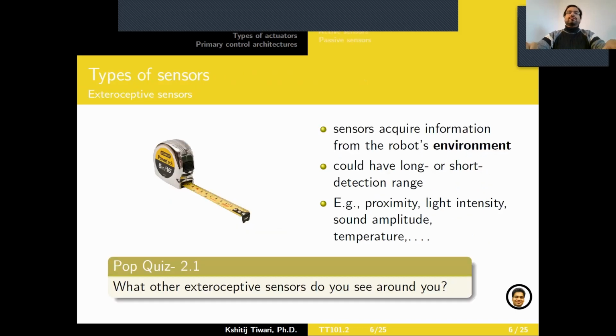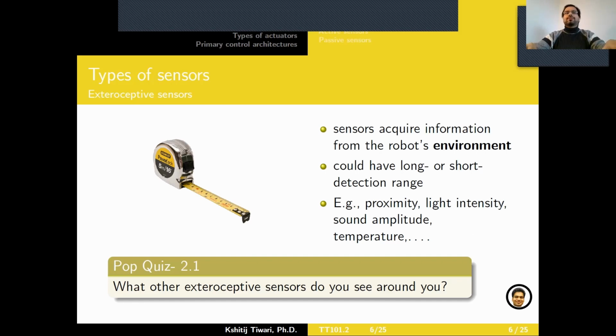So first, let's look into various types of sensors. Now, we're not going to go into individual details of each of the sensor types because that would be done in the following lectures. But in today's lecture, we are broadly looking into the various sensor categories.